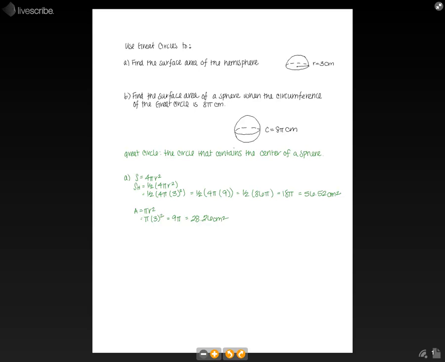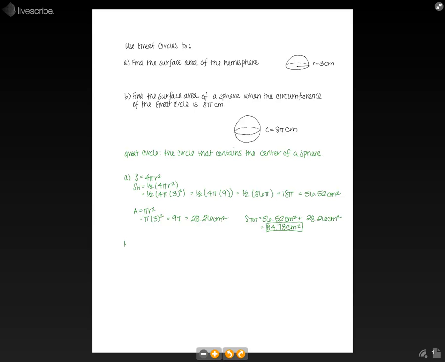Then we want to add those together to find the total surface area. So the surface area total is equal to 56.52 centimeters squared plus 28.26 centimeters squared. Add those two together and you get 84.78 centimeters squared. And that is the surface area for part A.